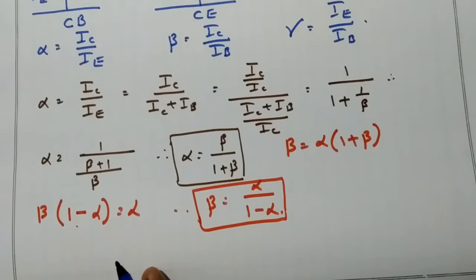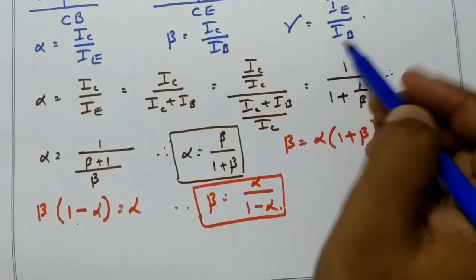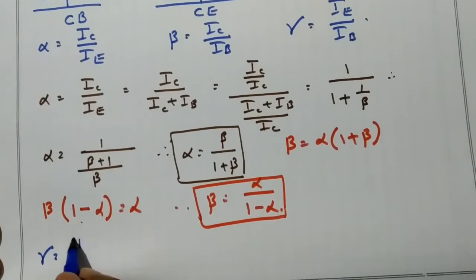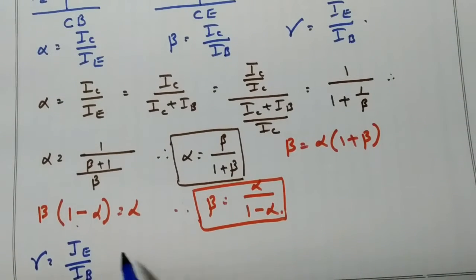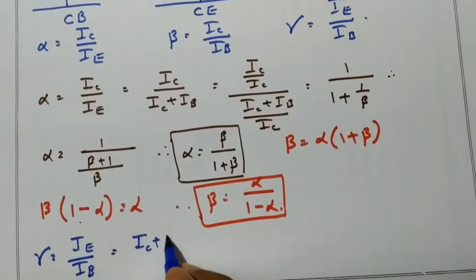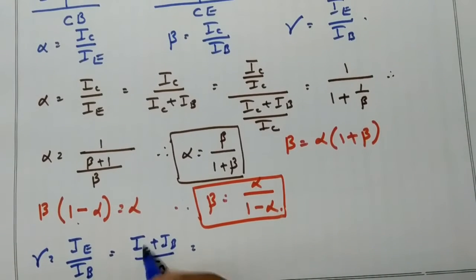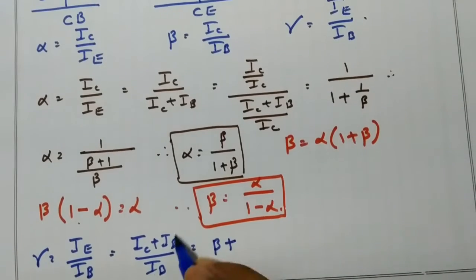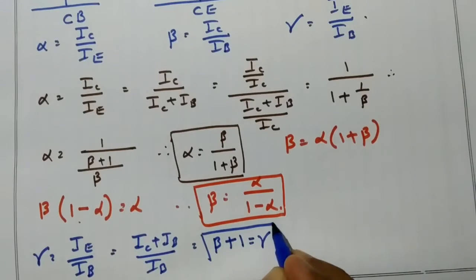Now we'll get the expression for gamma. So what is the expression for gamma? That is IE divided by IB. So gamma is equal to IE divided by IB. This is equal to IE is IC plus IB. This is divided by IB, which is equal to IC divided by IB is beta plus IB divided by IB is 1. So this is the expression for gamma.